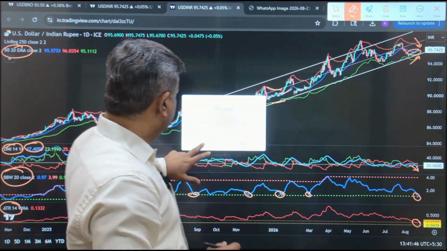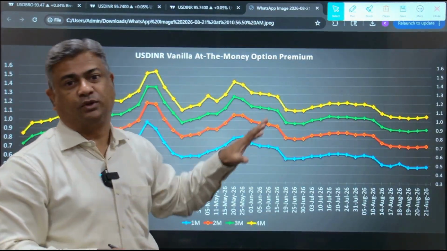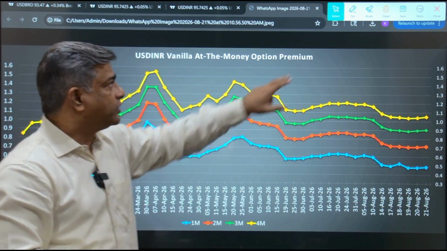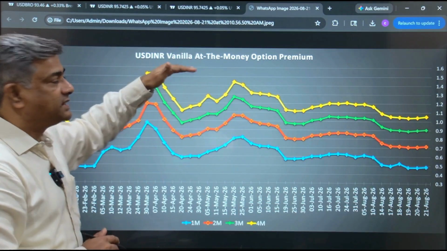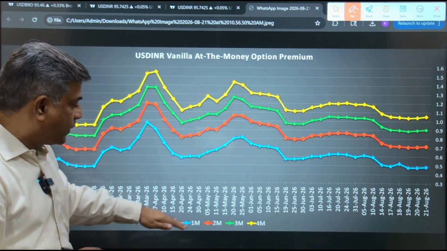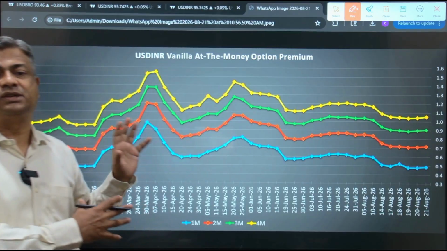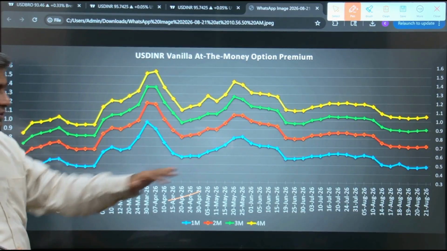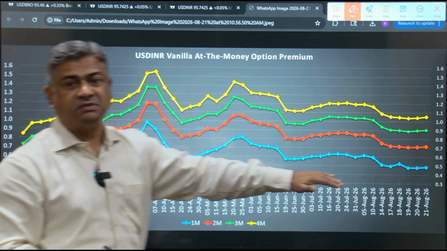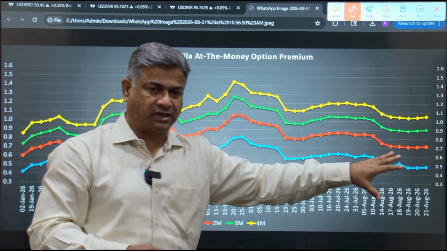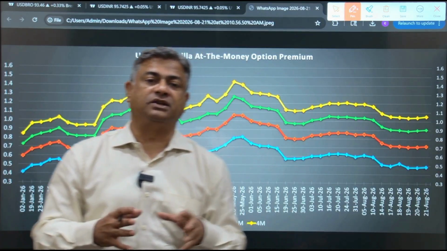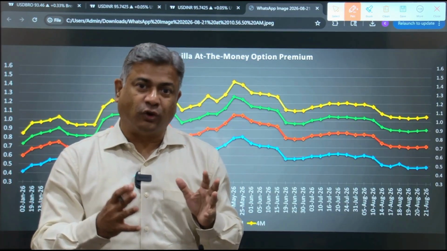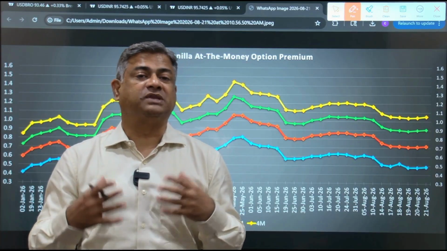So in this kind of environment, what do you do for exporters and importers? I come back to the option premium chart. If you look at the option premiums, this is the at-the-money option premiums for 1, 2, 3, 4 months. We have been following this chart for quite a while. If you see the option premiums in the entire year 2026, the option premiums are close to the lowest levels. So that is the recommendation to all dollar exporters and importers. Now the volatility is low, option premiums are very cheap.